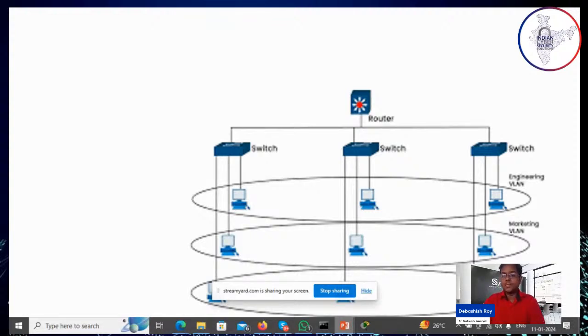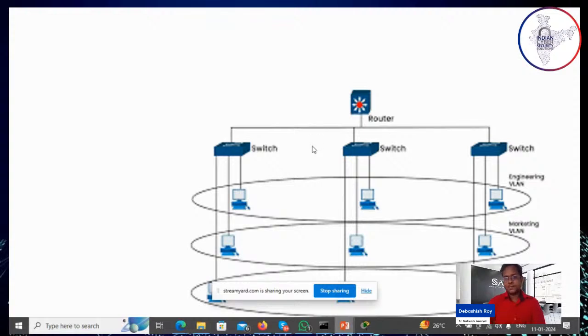VLANs do not concentrate on one physical location, but spread across geographical boundaries. It may be that there are some PCs connected to a switch here in Kolkata and some to a switch in Bangalore or Hyderabad or any other location. There are multiple switches everywhere, and that is in the same VLAN. It definitely can happen because it is the subnet. If logically it is in the same subnet, then it is in the same VLAN.